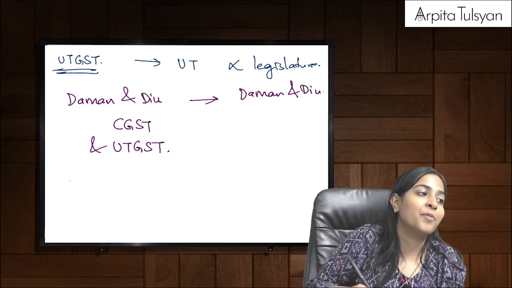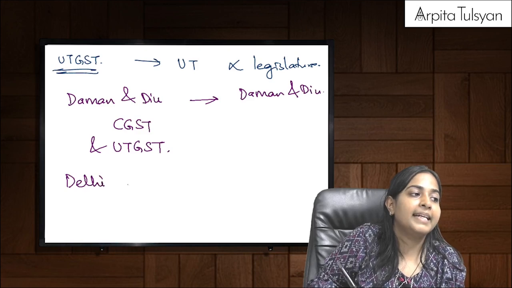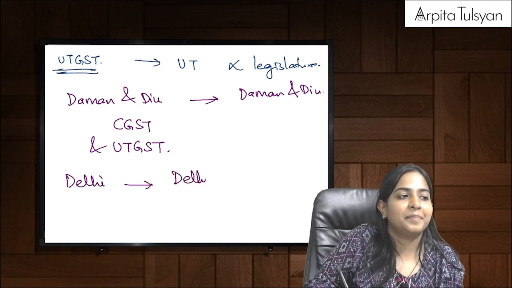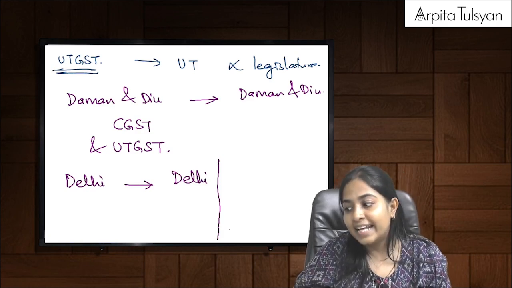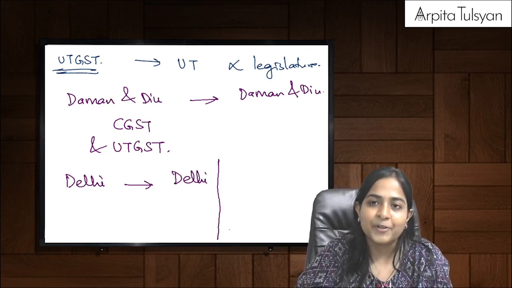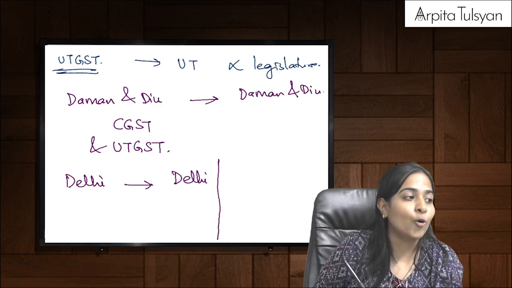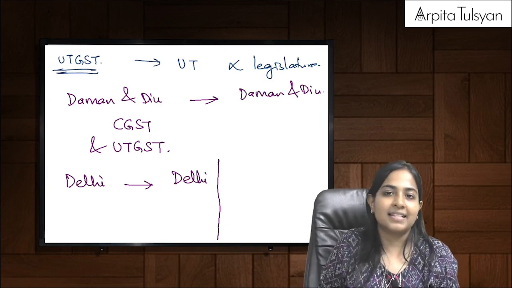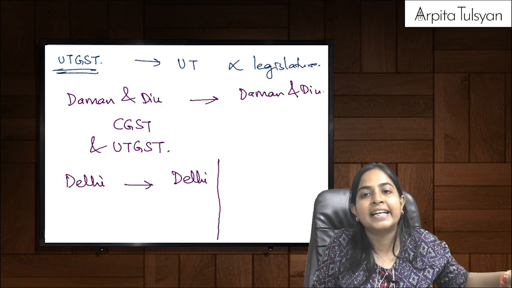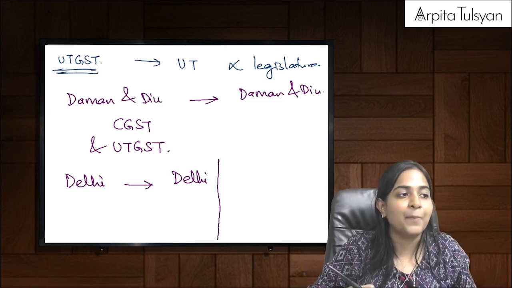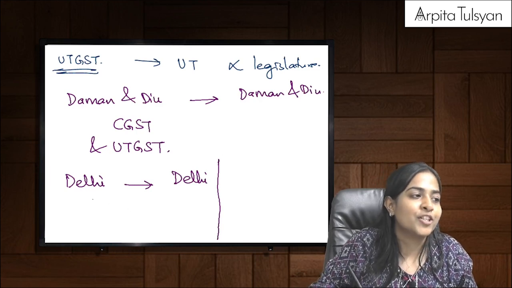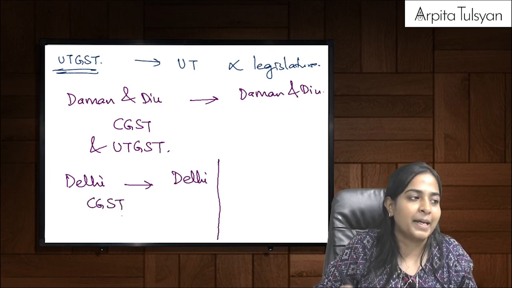Okay. Acha, one more example. Delhi to Delhi. Can you give the answer? Delhi was a union territory, but is it having its own state legislature? Answer is yes, it is having its own state legislature. So that was treated at par with a state only. So which taxes will be applicable?